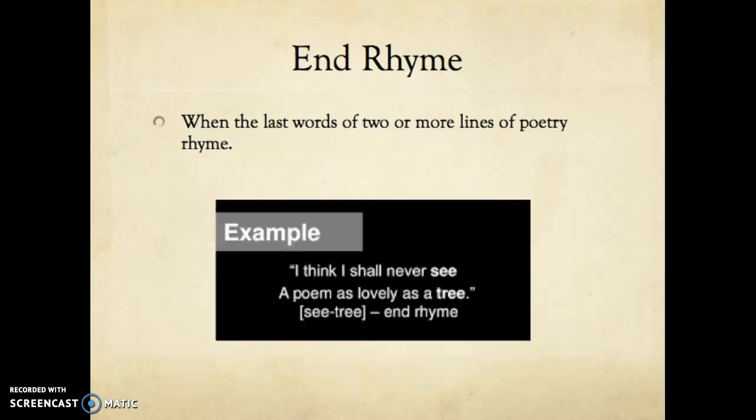When we looked at the rhyme scheme, we looked at the end rhyme, and that's when the last words of 2 or more lines of a poem rhyme. This is probably what you're most accustomed to seeing and hearing within a poem. So here's our example. I think I shall never see, so that's the end of that line, a poem as lovely as a tree. So the ends of both of these lines rhyme together, therefore it's an end rhyme.